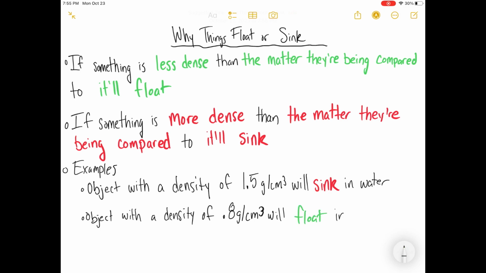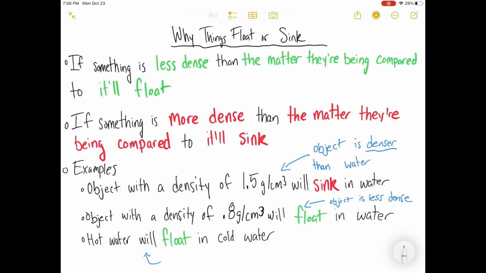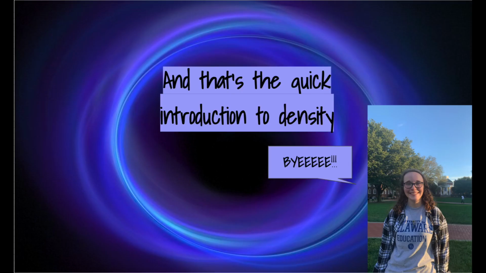Basically, we can see this with water. Anything with a density higher than 1 will sink. Anything with a density lower than 1 will float. And that's the quick introduction on density.